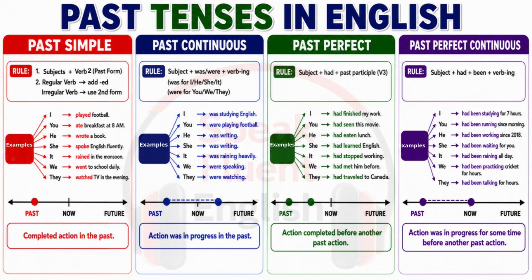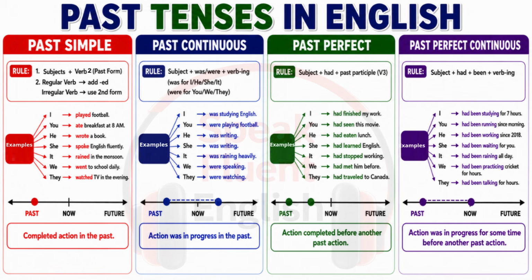We use the past simple for completed actions in the past, finished events, and past habits. The rule is subject plus verb in past form, V2. For regular verbs, we add ed, and for irregular verbs, we use the second form of the verb. For example, I played football.